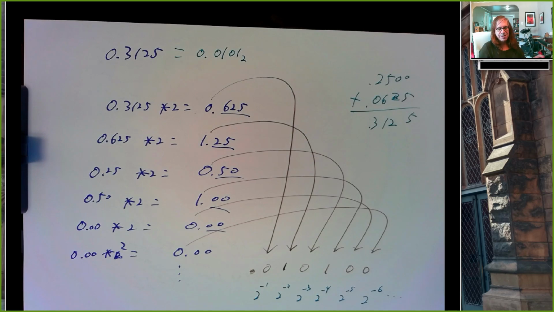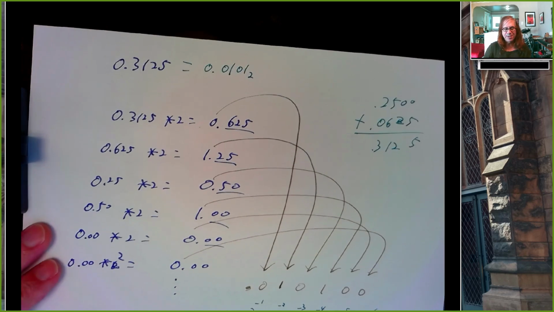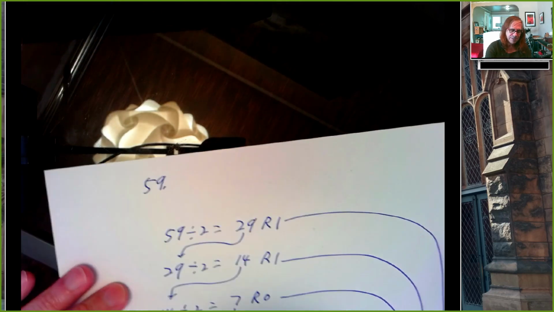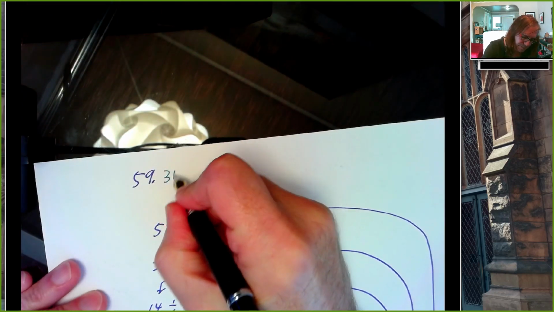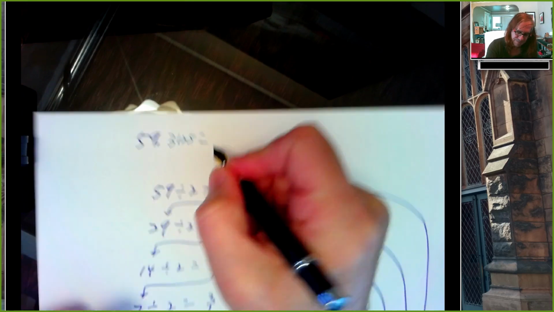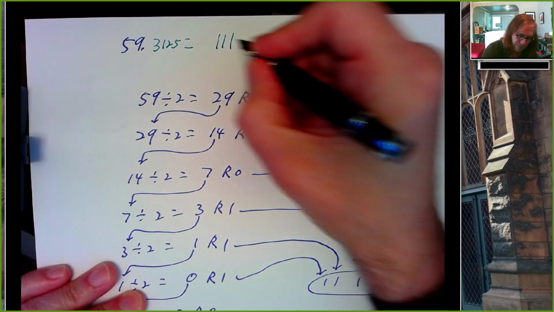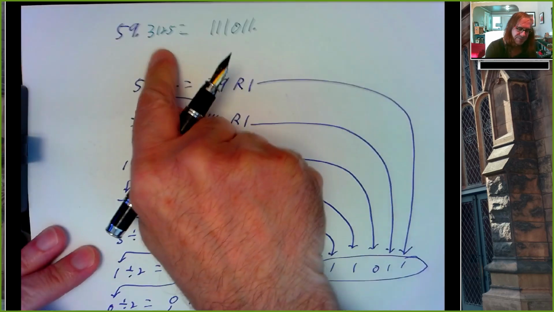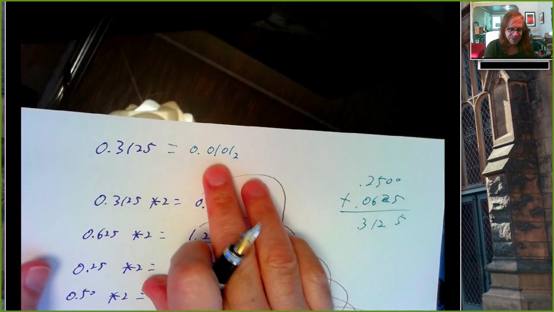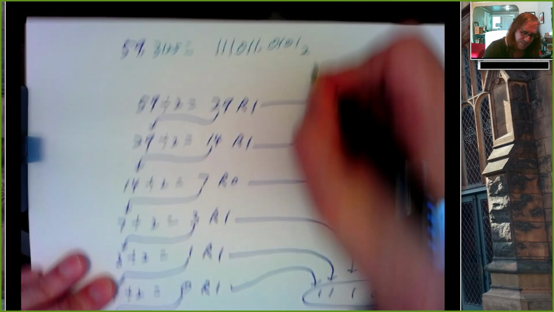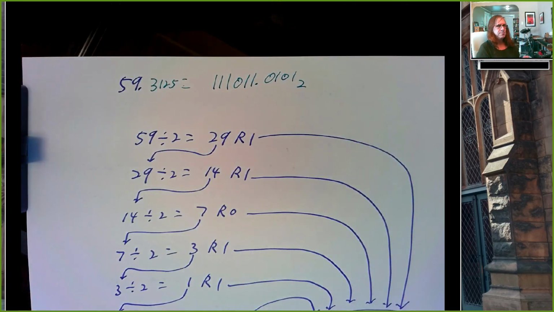And if I wanted to write a number that was a fraction but bigger than 1, like 59.3125, it would be 59 point, and then you write down the fractional part. 3125 is 0101 base 2. So now we can represent things that aren't whole numbers.